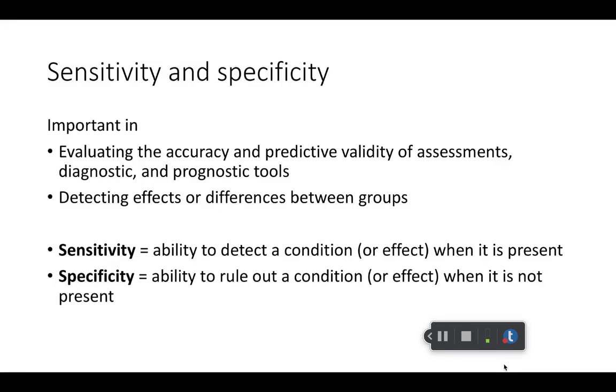Sensitivity and specificity are important in evaluating the accuracy and predictive validity of assessment tools, of diagnostic and prognostic tools. They're also important in detecting effects or differences between groups. So sensitivity is the ability to detect a condition or an effect when it is present, and specificity is the ability to rule out a condition or an effect when it is not present.